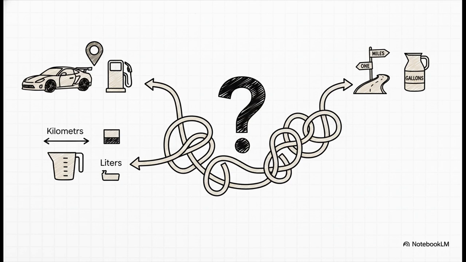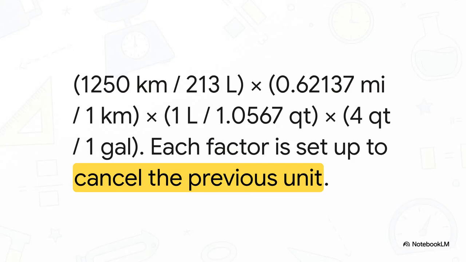Imagine a Lamborghini goes 1,250 kilometers and uses 213 liters of gas. I mean, what does that even mean to most of us? I want to know what that is in good old miles per gallon. And this looks kind of tricky, right? We've got to convert distance and volume. But just watch. We can build one single chain to solve this whole thing.